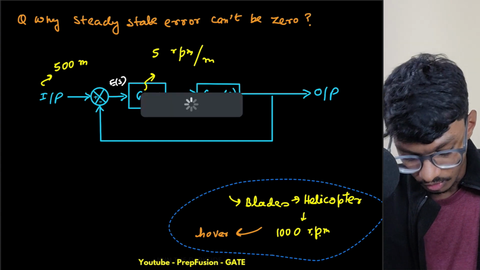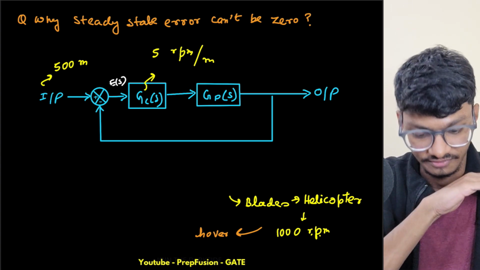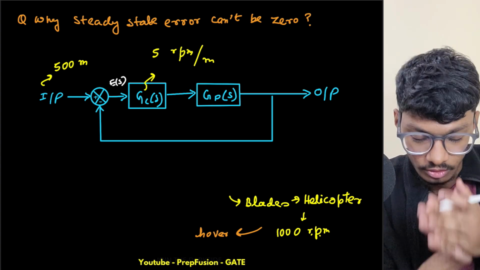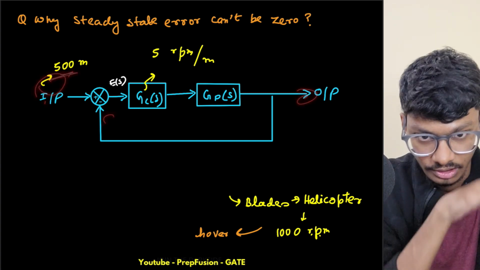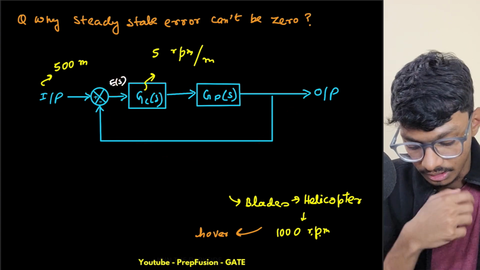I had a helicopter which, if the blades rotate at 1000 rpm, will just hover. Okay. It may so happen, like previously I mentioned, I forgot one thing, that here initially this was 500. Initially the output was 0. It was at ground level. So the input is 500. So how much speed will it give? It will give, like, it is 5 rpm.